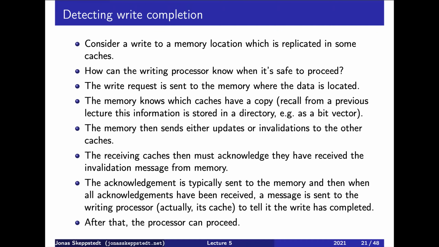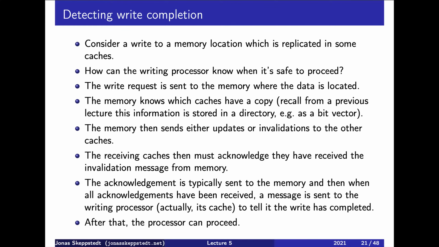So the memory gets this request, this message, and the memory knows which other caches have a copy. So it can tell these caches to remove their copies. And by removing the copy, it simply means that it should mark it as invalid, which in turn gives a cache miss if that CPU would like to read the variable. So the memory either sends invalidations or updates, but let us focus on invalidations.